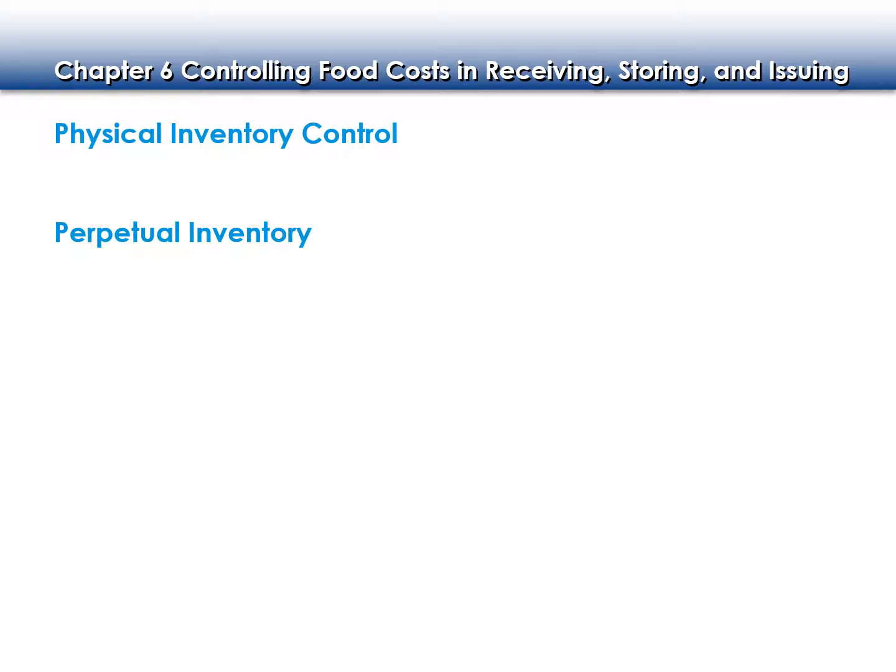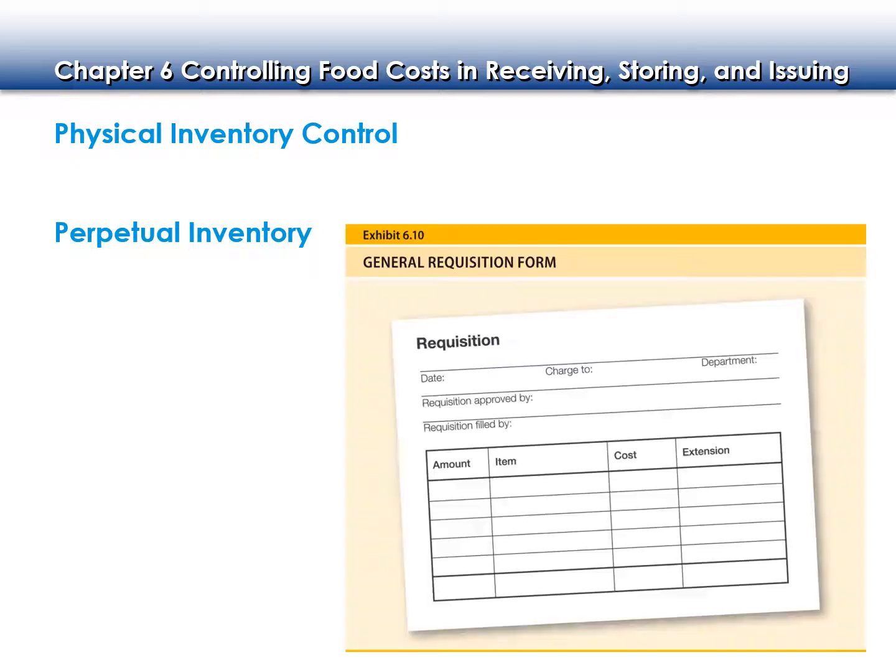And compare it to our perpetual. So every time a server rings in a steak in the computer system, or every time a server rings in a creme brulee dessert in the system, it automatically updates my perpetual inventory, okay? And then I compare that to my physical inventory.